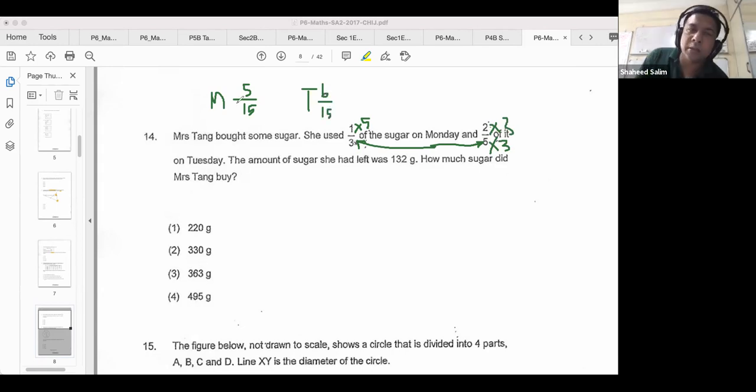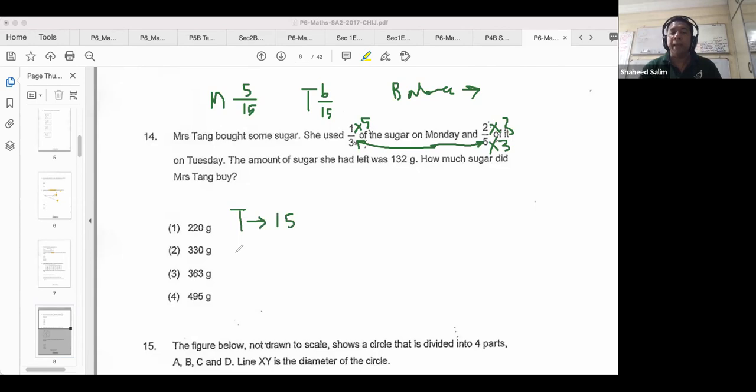Altogether, there's 15 parts. Monday, 5 parts used. Tuesday, 6 parts used. Altogether, 11 parts used. What's the balance? Well done. Hold on, not yet. So at first, total how many parts? Total 15 parts. Balance is 15 minus 5, then minus 6. Your balance is 4 parts.